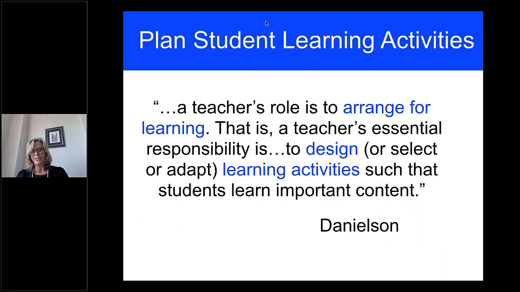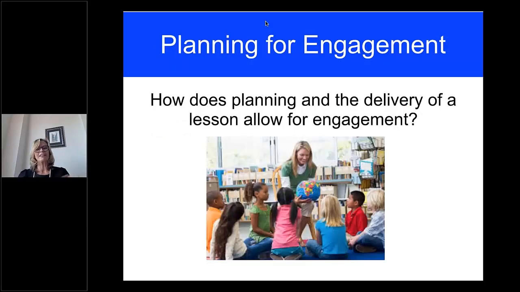I like this Danielson: a teacher's role is to arrange for learning. That is, it's a teacher's essential responsibility to design learning activities such that students learn important content. And so how does planning and the delivery of the lesson allow for engagement? A huge piece of this that we must keep in mind is wait time. What are we doing so students have enough wait time in our classrooms?